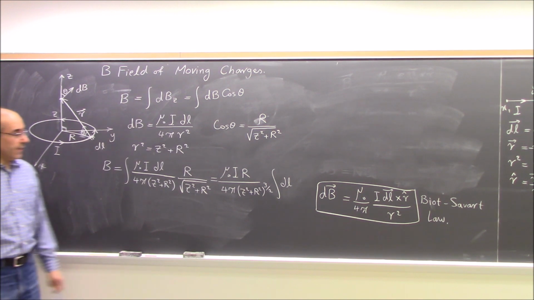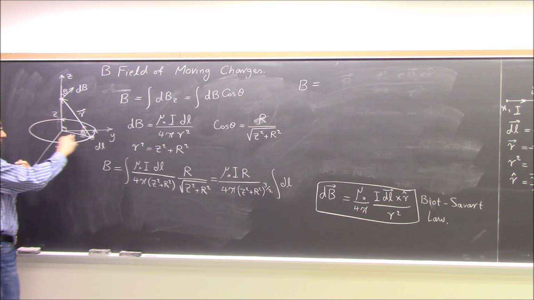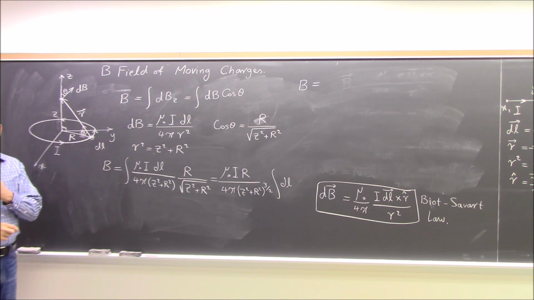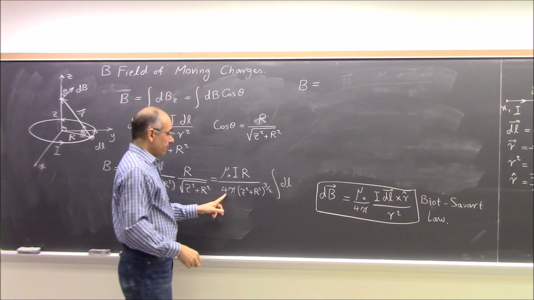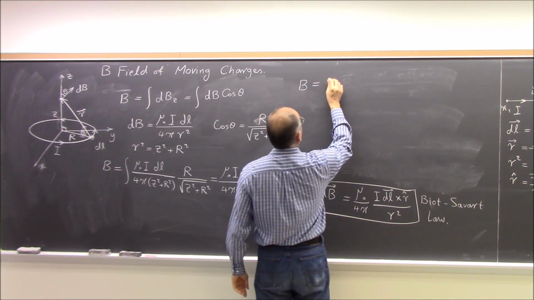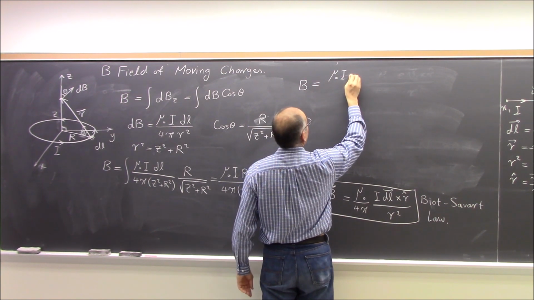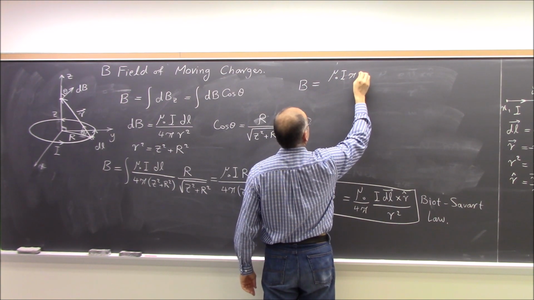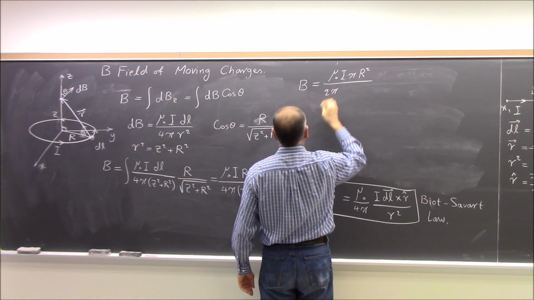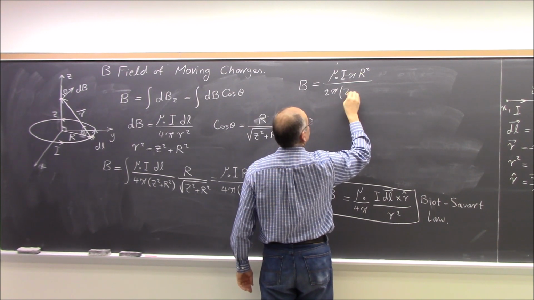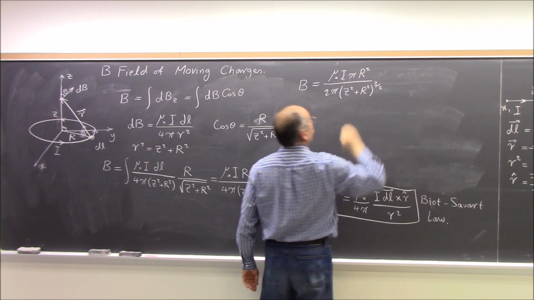What is integral of dl? If you add all the little elements here, the circumference, which is 2 pi r, right? So you can write mu naught I, 2 cancel, but I want to put pi still here, pi r squared over 2 pi. 2 cancels, 4 becomes 2. z squared plus r squared to the 3/2.